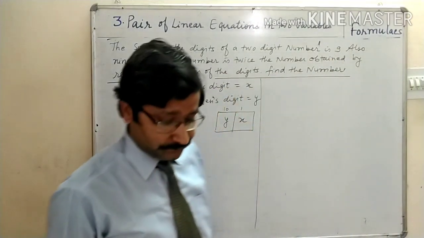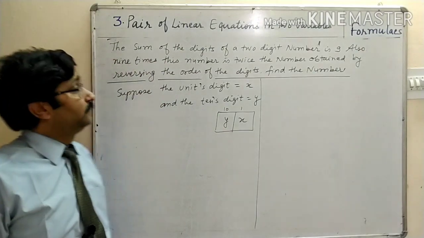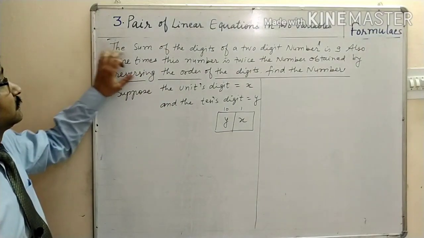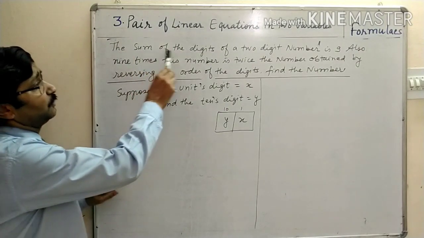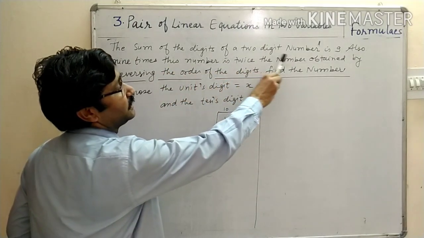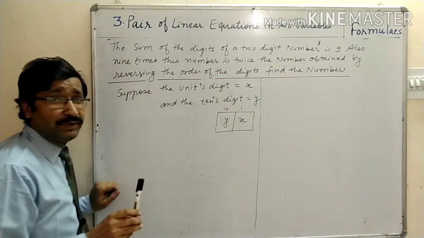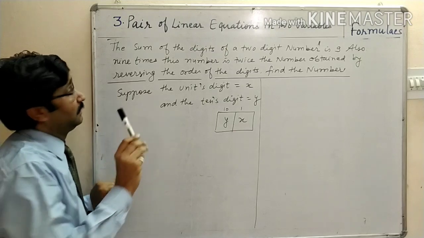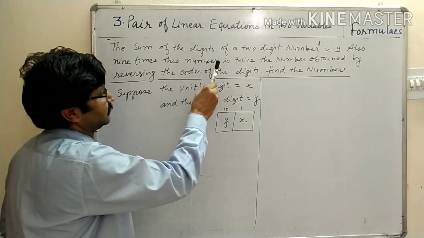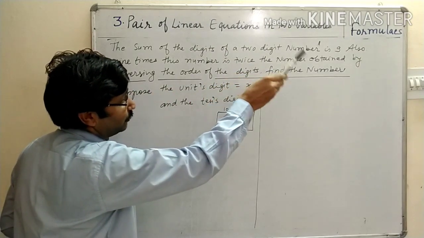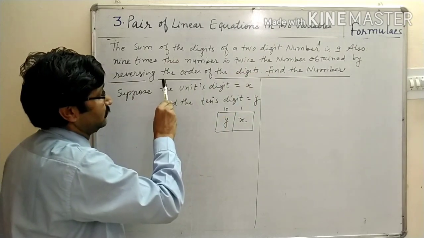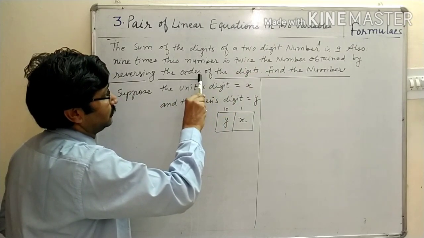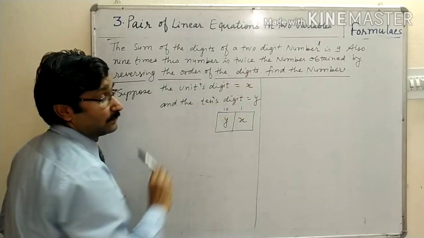Look here students, we will do the word problem. The sum of the digits of a 2-digit number is 9, and 9 times this number is twice the number obtained by reversing the order of digits. Find the number.